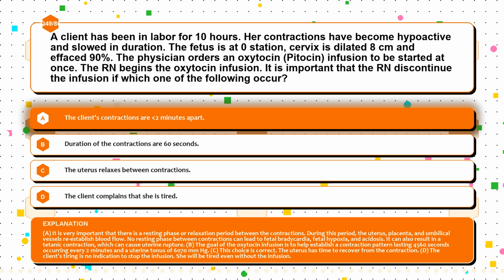B. The goal of the oxytocin infusion is to help establish a contraction pattern lasting 45 to 60 seconds occurring every 2 minutes and a uterine tonus of 60 to 70 mmHg. C. This choice is correct. The uterus has time to recover from the contraction. D. The client's tiring is no indication to stop the infusion. She will be tired even without the infusion.